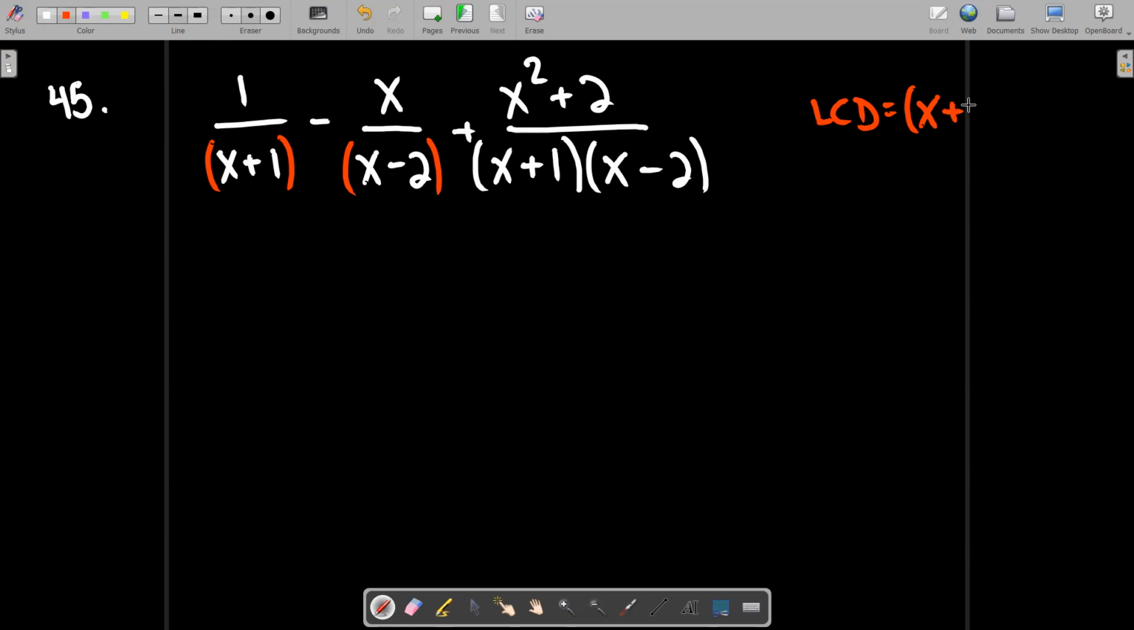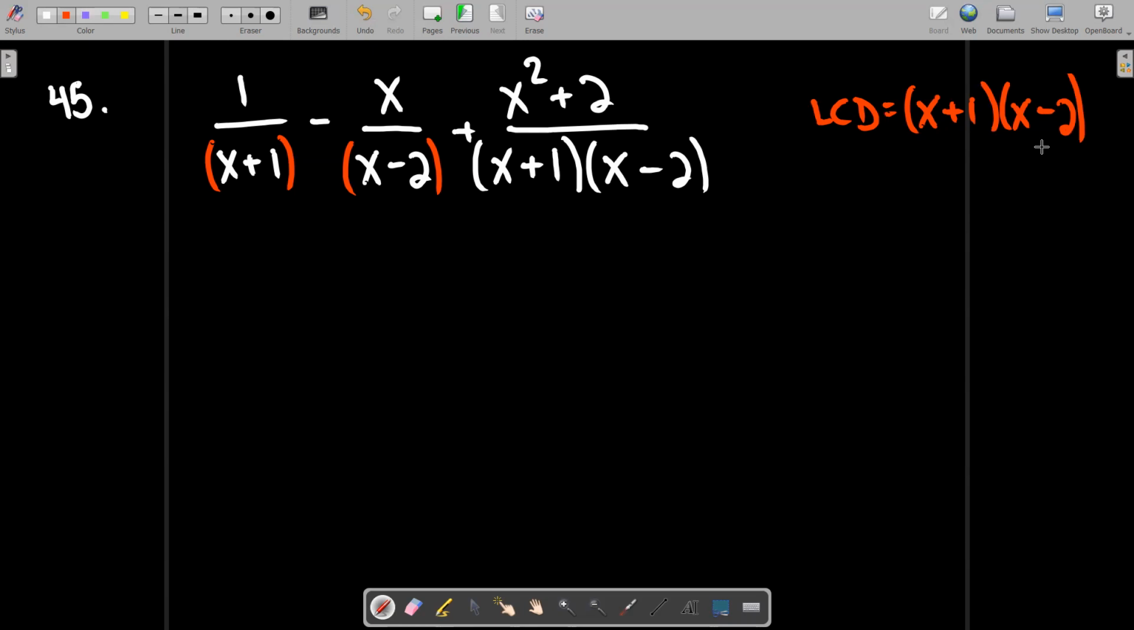If I put x plus 1 and x minus 2 in a Ziploc baggie and I handed it to Dugan, could he build the first denominator? If he put his piece back in and then I handed it to Alyssa, could she build the second one? Yeah. And then finally, if she put her piece back and I gave it to Pablo, could he build the last one? Then we have a good common denominator.